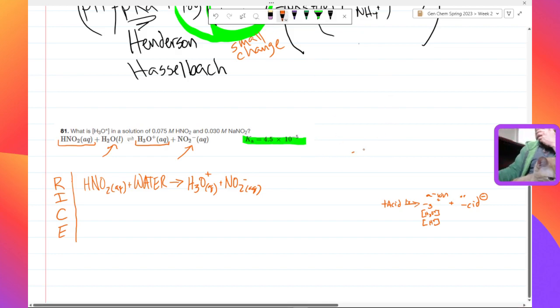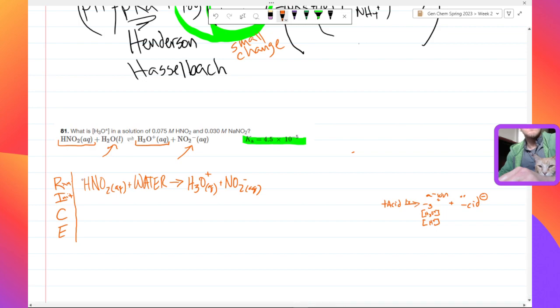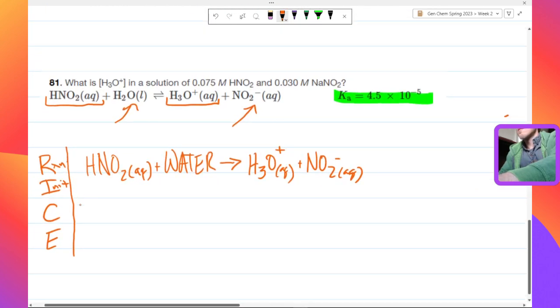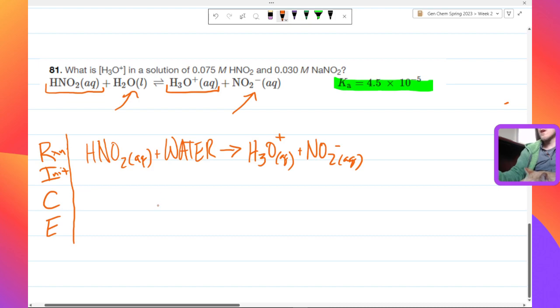So everything's just gonna happen by one. We know that initially, so this is our reaction. Our initial situation here is that we've got, let's zoom in on this a little bit. Our initial concentration, 0.75 molar. I'm going to be lazy about units. Our initial concentration of hydronium is nothing.